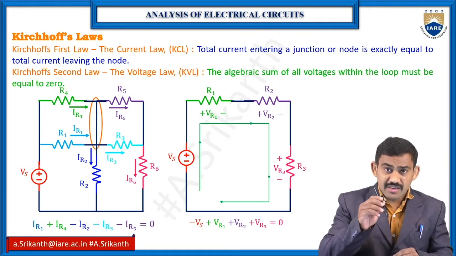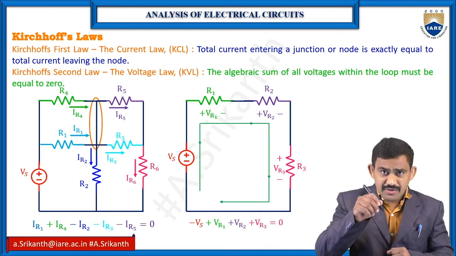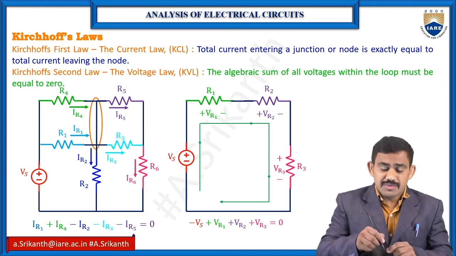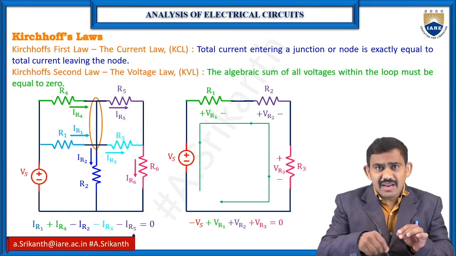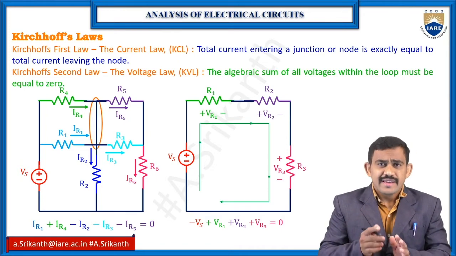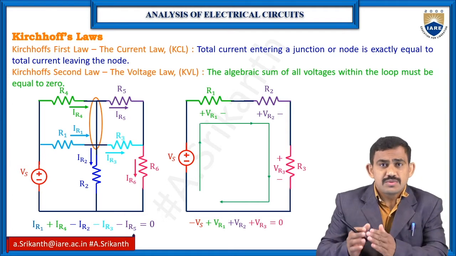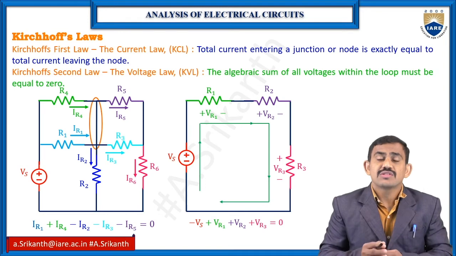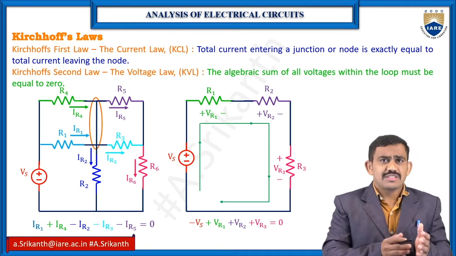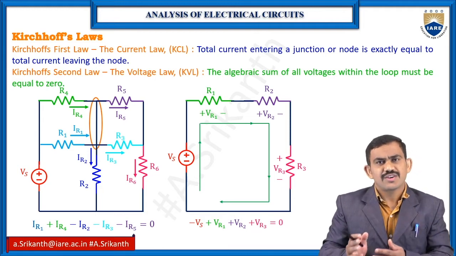At a particular junction, you need to know which junction you want. A particular point, a particular node, which node you require. For a particular node, the summation of all currents equals 0. Coming to voltage law, in a closed loop, the summation of all voltage drops equals 0. Otherwise, the supply voltage is equal to the summation of all the voltage drops.